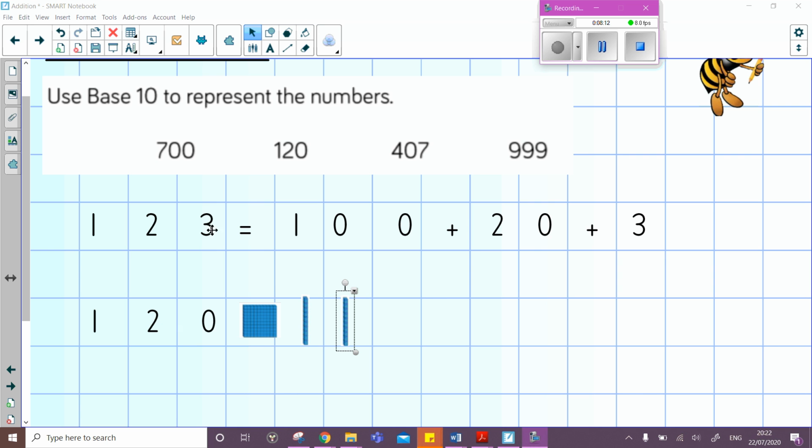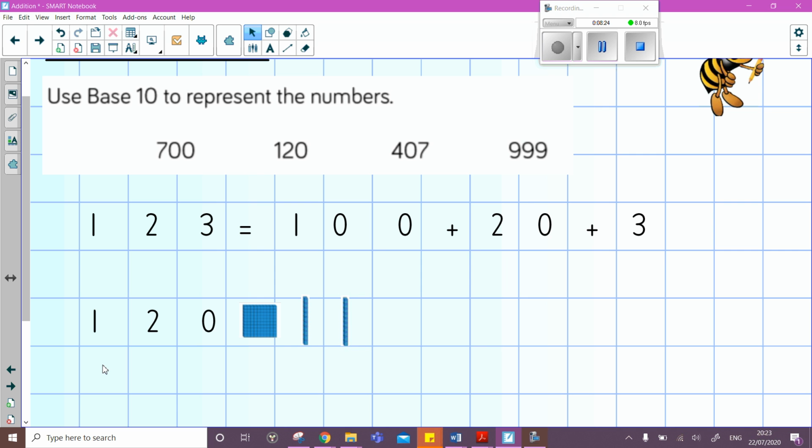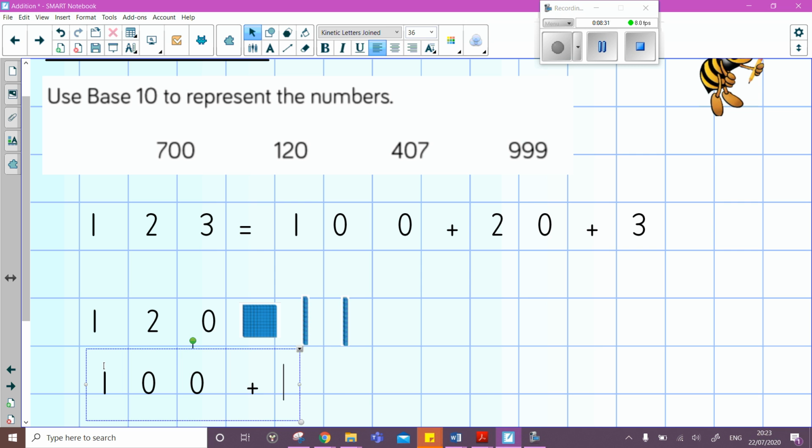So I've shown you the second one here. I chose 120. I've got 100 and I've got 2 tens and no ones. So 100, 110, 120. If I did my jottings, it would look like this. I would have 100 plus or add 2 tens, or 20 plus 0 ones, because there are no ones in the ones or units column.